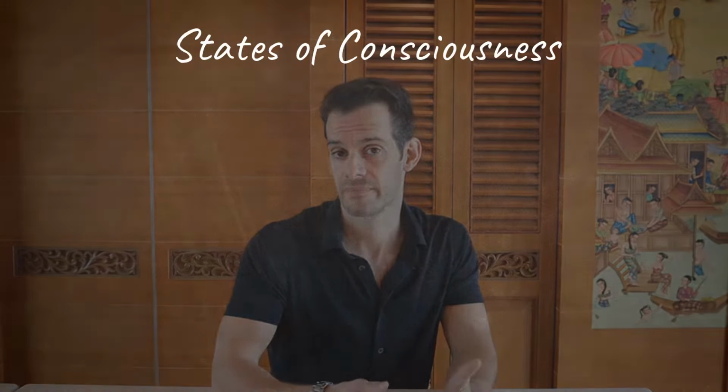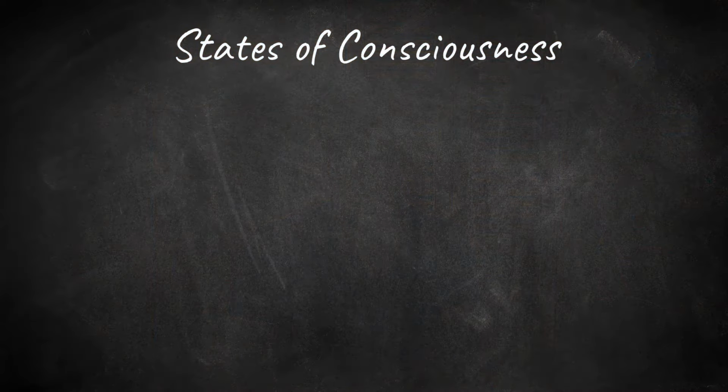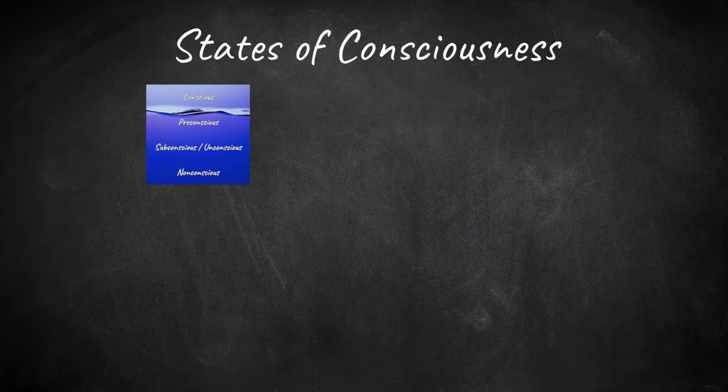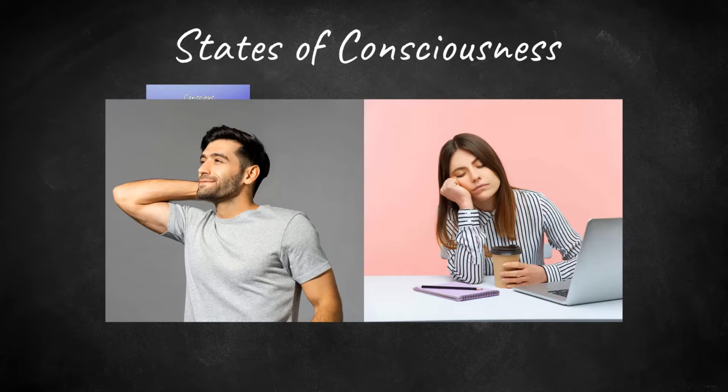And this brings us to the study of states of consciousness. Information from our senses can be processed at different levels of consciousness: conscious, preconscious, subconscious, unconscious, or non-conscious. Our level of awareness of sensory information may also vary depending on our alertness and our state of consciousness.